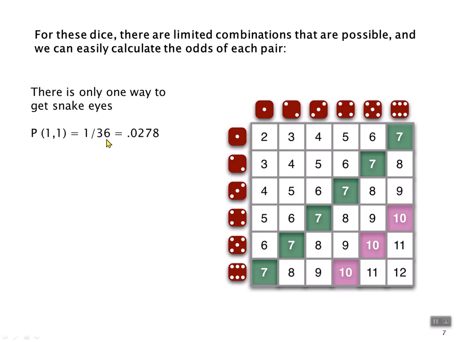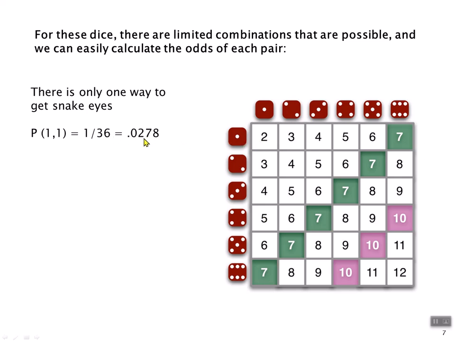There are 36 options. How do we know there are 36? There are 6 outcomes on the first die and 6 outcomes on the second die. So 6 times 6 yields the total number of outcomes, and you can see that there are 36 boxes here.